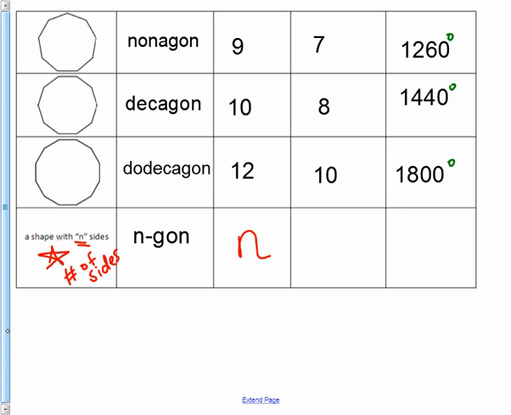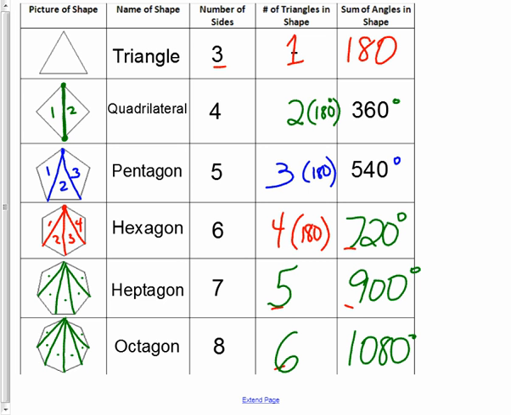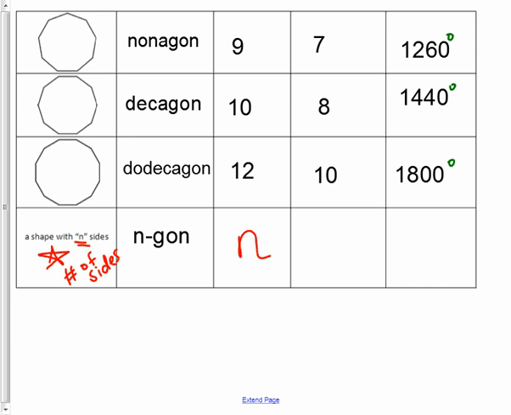Well, what were we doing? What was the pattern that you noticed with the previous ones? 3 sides had 1 triangle. 4 sides had 2 triangles. 5 sides had 3 triangles. 6 sides had 4. 7 had 5. 8 had 6. So what's going on here? Do you notice the difference? Literally the difference, meaning subtraction, right?